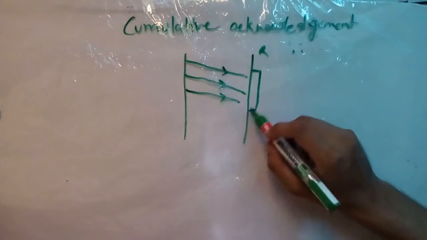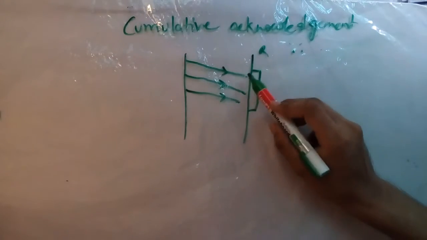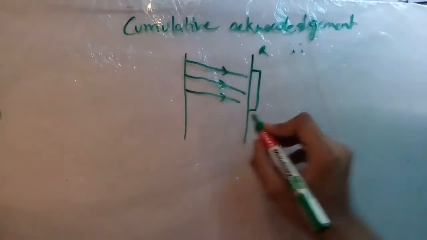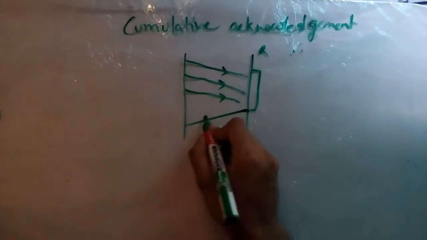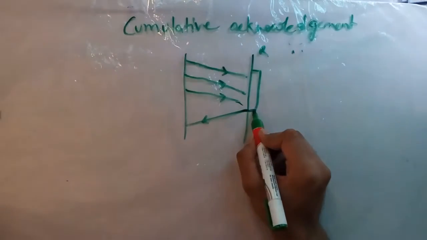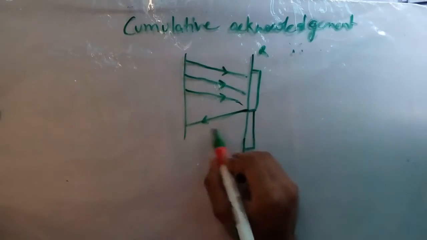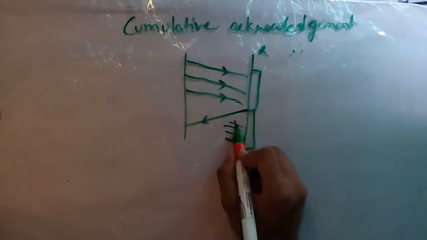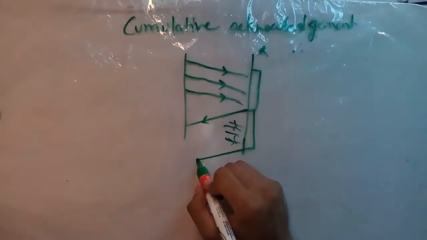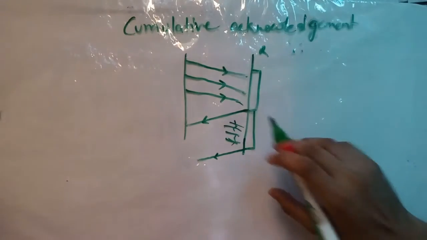every time, and for all the packets received within that time frame, after the time ends, a cumulative acknowledgement is sent for all those. As soon as this timer ends, another timer is initiated, and all the packets received in this time frame would be acknowledged after the time ends. So in this way, cumulative acknowledgement proceeds.